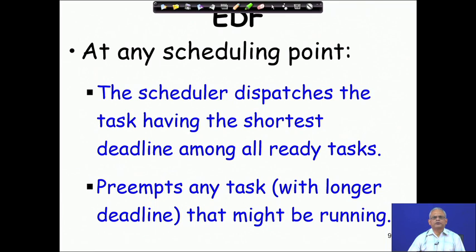There are two types of scheduling points. One is on task completion. Of course, on task completion, at that scheduling point, no other task will be running. But the other type of scheduling point arises due to task arrival, and when a periodic task instance arrives, it is very likely that some other task might be running at that point. Then the scheduler will check the relative deadlines of the two tasks, and if the one that has arrived has a shorter deadline, it will preempt the running task.